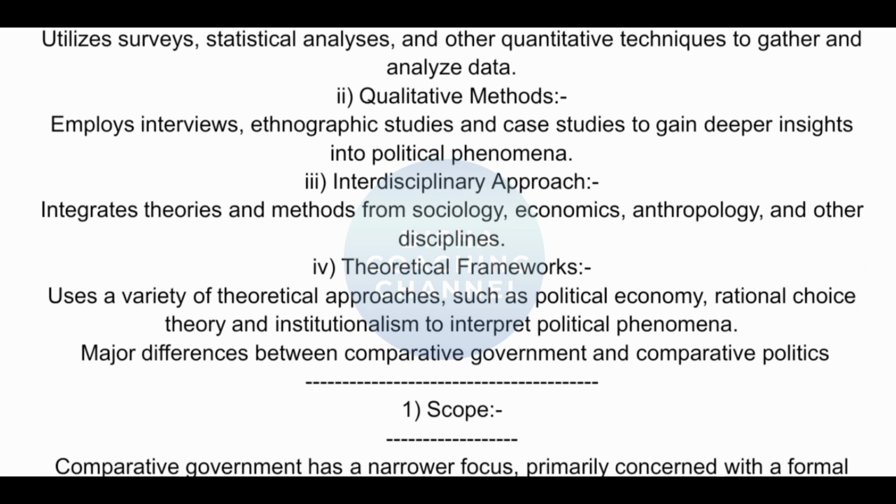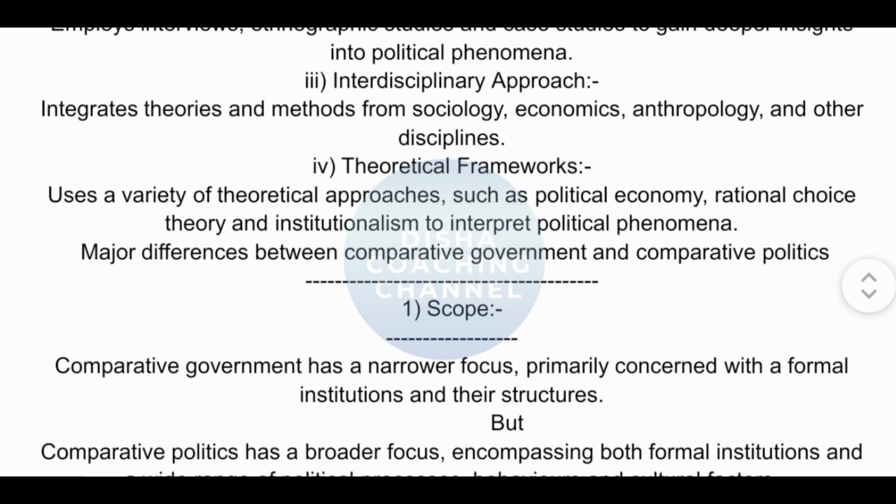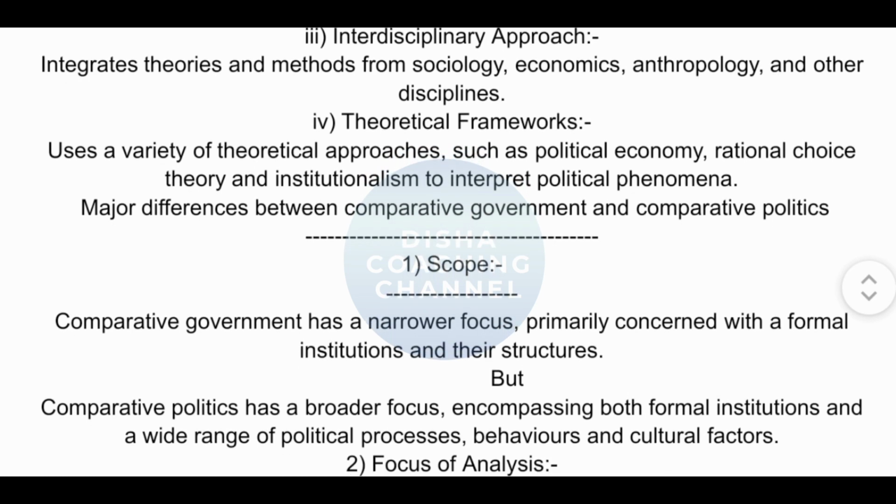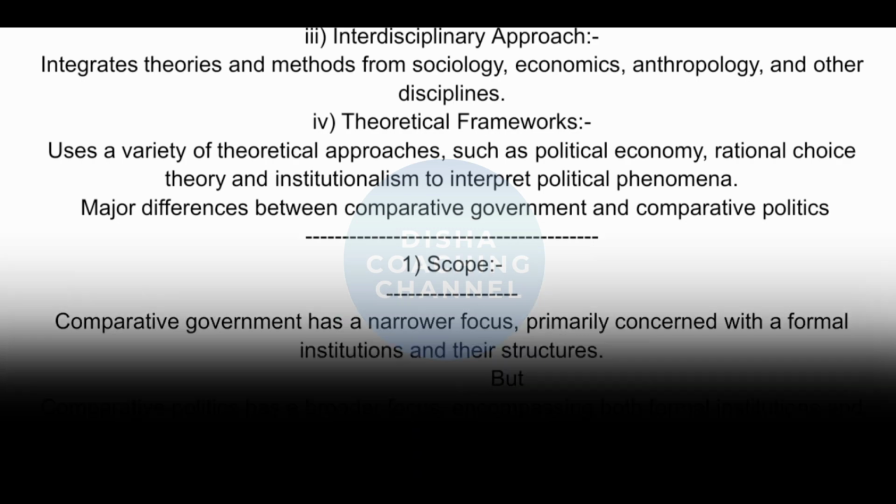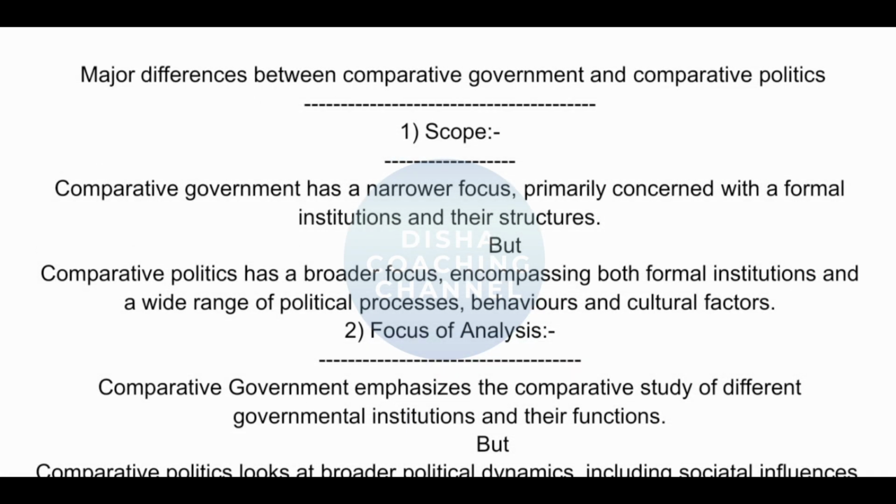Number 3, interdisciplinary approach. Integrates theories and methods from sociology, economics, anthropology, and other disciplines. Number 4, theoretical frameworks. It uses a variety of theoretical approaches such as political economy, rational choice theory, and institutionalism to interpret political phenomena. Now we discuss the main differences between comparative government and comparative politics.